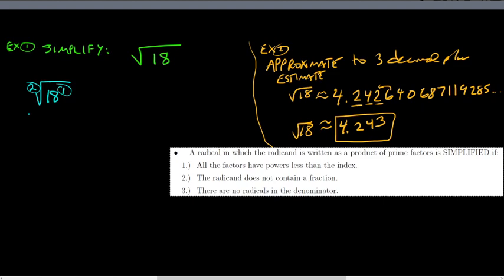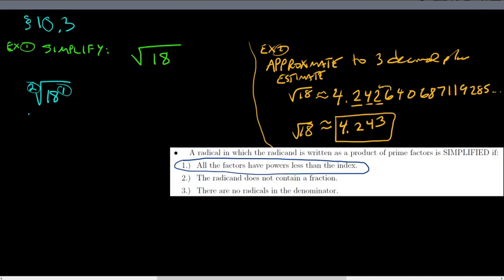To show you that, I have to bring up the rules again. Here are the rules that we had earlier. And if you remember, we were only going to deal with rule 1 in this section. This is section 10.3, I believe. And we need all factors to have powers less than the index.